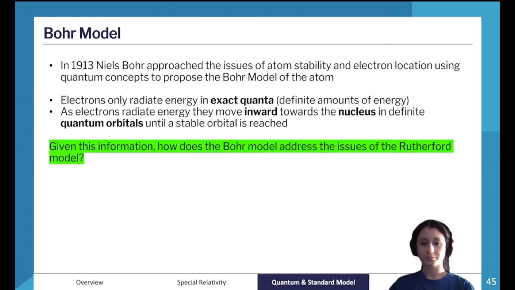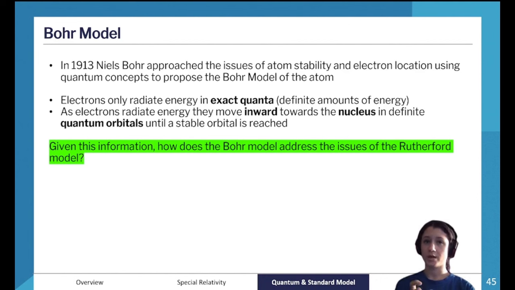So we're now getting into the Bohr model, and the Bohr model addresses some of the issues with the Rutherford model. So Bohr said that electrons only radiate energy in exact quanta, or definite amounts of energy. Only exact amounts. All right?